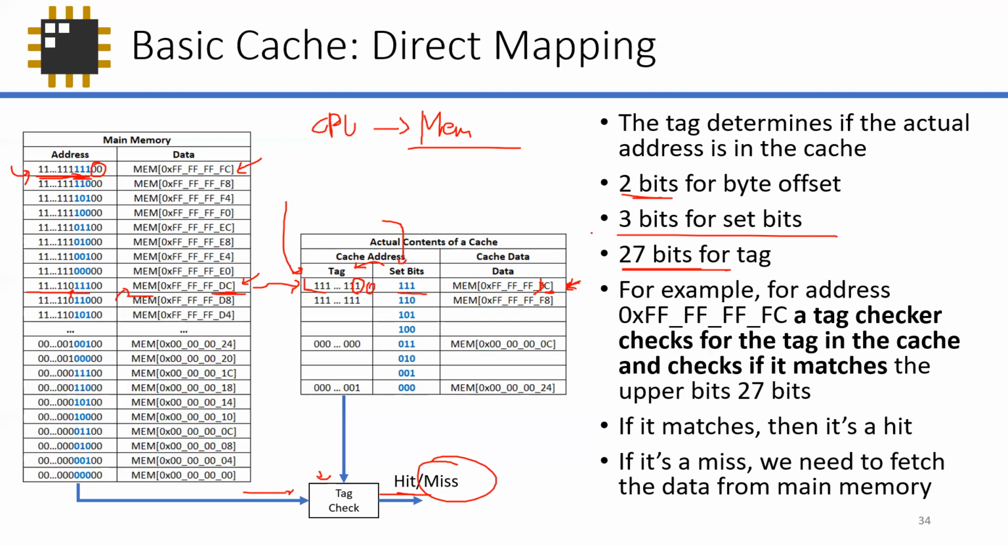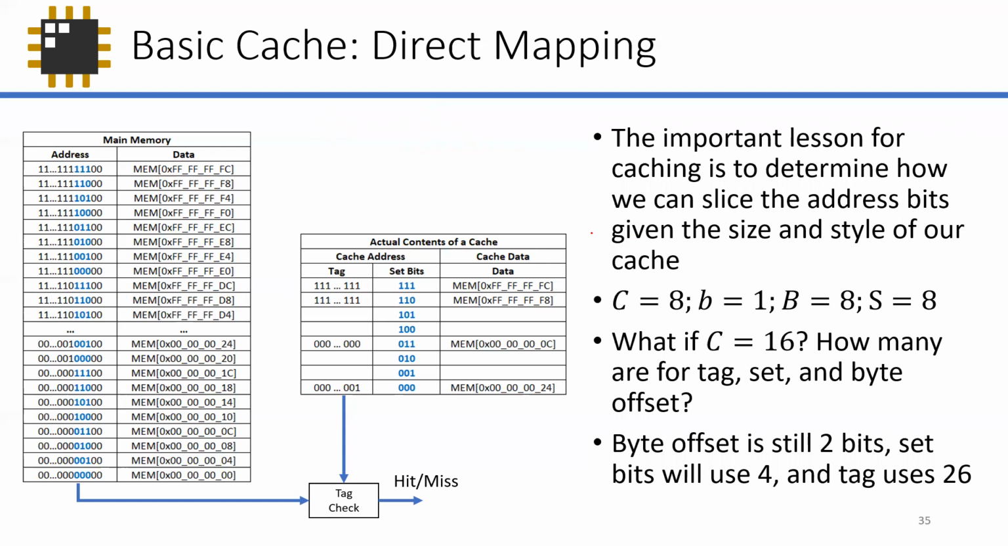It's very simple, right? Now, the important lesson here is really two things. How do you slice the memory address? How do I slice a memory address? That's pretty much it. And then what do I have to look into? Again, the set bits, the next 3 bits, are those that refer to the set bits that you're using. And then the tag, the upper bits that you're not using, are those that refer to the tag. It's the one that tells you if it's a hit or a miss.